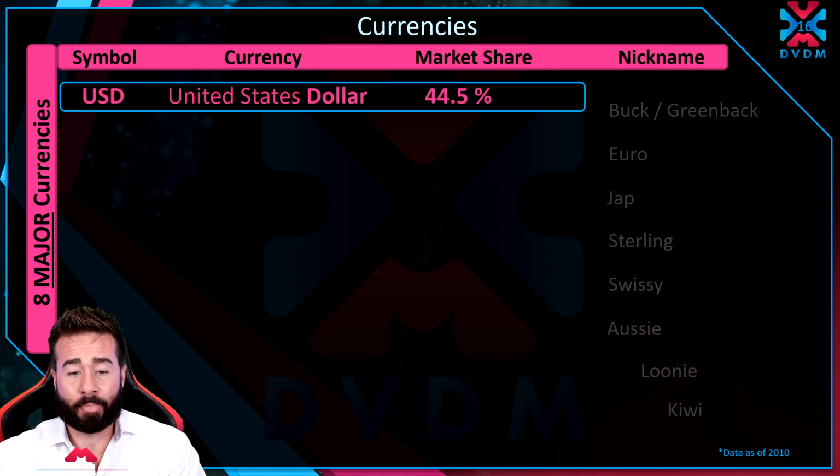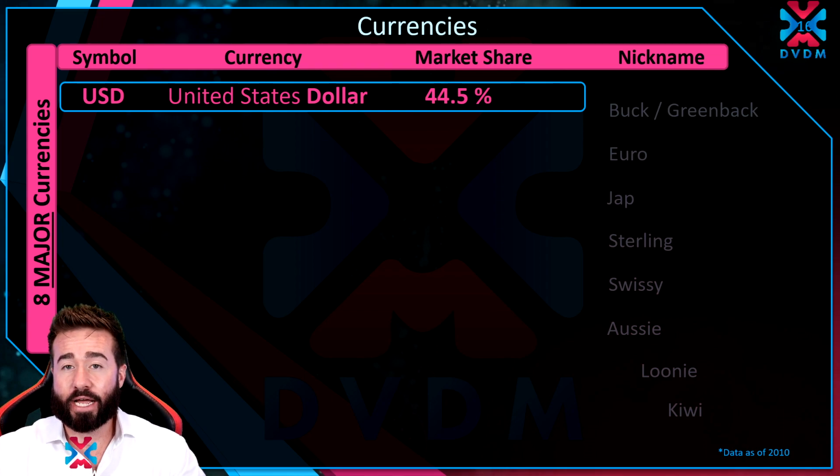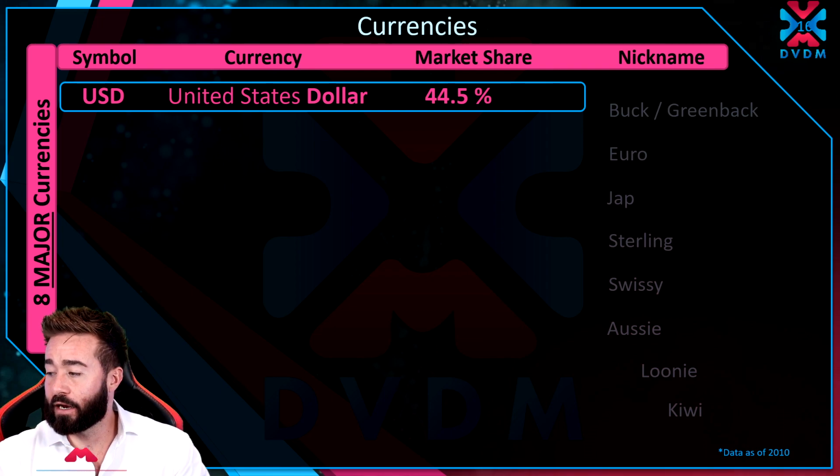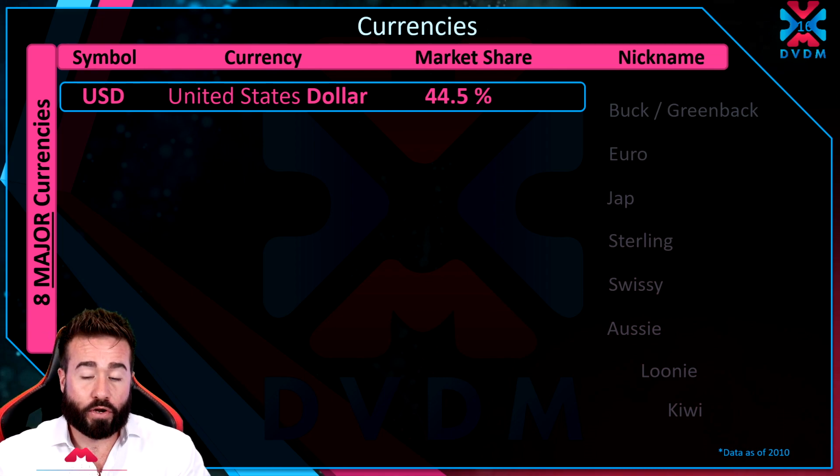So let's get started. The first one is the United States dollar, right? We can see the symbol is USD. The full currency name is the United States dollar. And we can see it has a market share as of 2010. This data is accurate of 44.5%. This may have changed, but ultimately they've stayed kind of the same since the last survey was done. We can also see the nickname is sometimes referred to as the buck or the greenback.